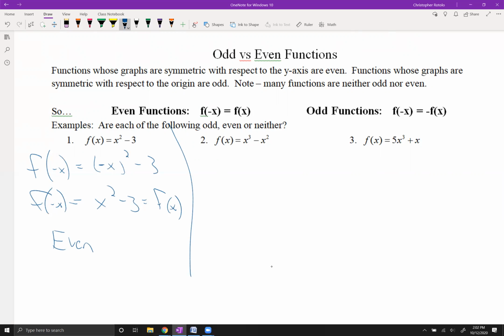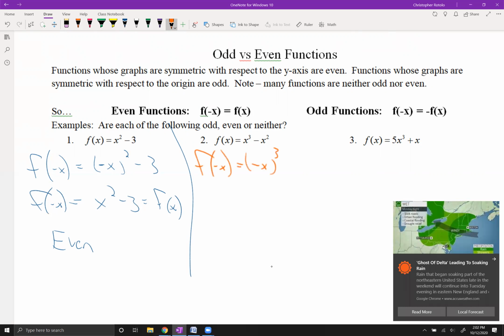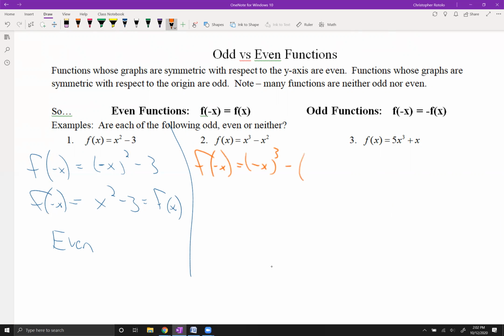All right, let's try it again. This time we're going to plug in negative x. So negative x cubed and minus negative x squared. So negative x cubed is going to be negative x cubed. And here we're going to get minus x squared. So this one's a little bit harder to tell. If I factor out a negative 1, I get x cubed plus x squared, which isn't the original function either. So it's not even and it's not odd, so it must be a neither.